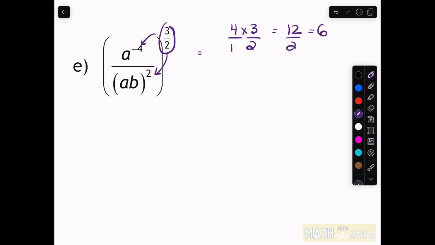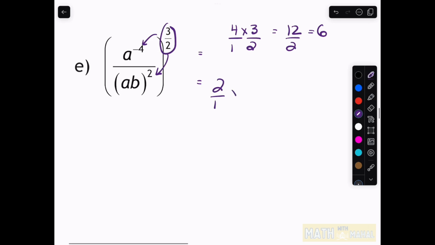And the way I did this is I'm going to turn the 4 into a fraction. We're going to put a 1 underneath it, and then we're going to go top times top, bottom times bottom, which is where I got this. Then we can reduce that, so 12 divided by 2 is 6. So that takes care of the top. We have to do the same thing with the bottom. So the bottom is 2 over 1 times 3 over 2. Well, those can get canceled out.